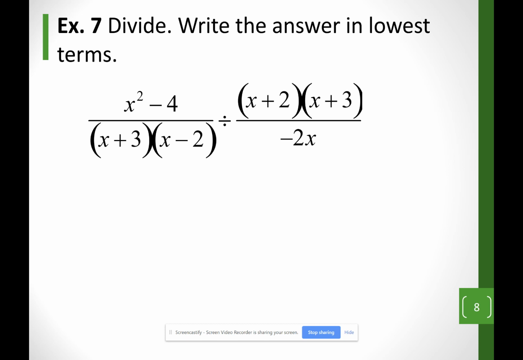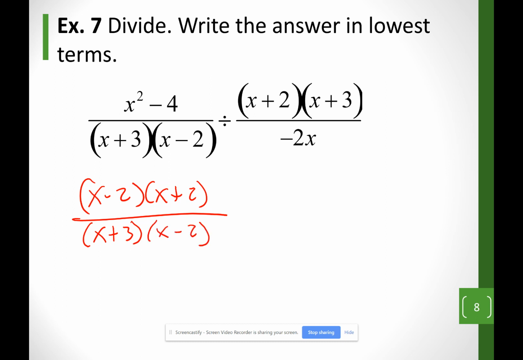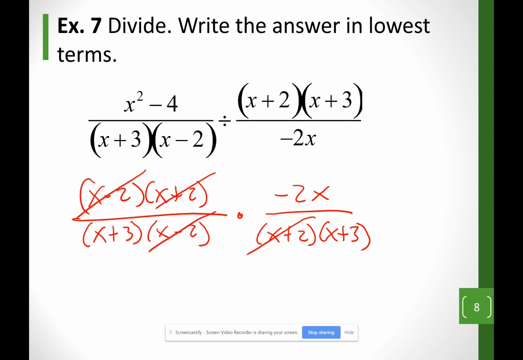Looking at this one, x squared minus 4, keep in mind your difference of the squares. I'm looking at that one as x squared minus 2 squared. So I'm going to call this x minus 2, x plus 2 over x plus 3 times x minus 2 times negative 2x over x plus 2, x plus 3. All right, this x minus 2 with this x minus 2 cancel out. This x plus 2 with this x plus 2 cancel out.